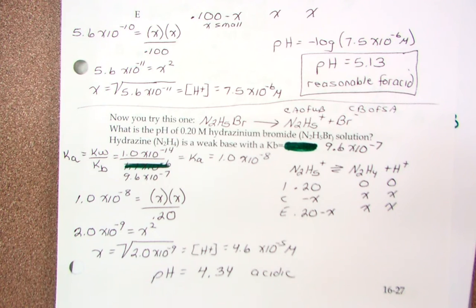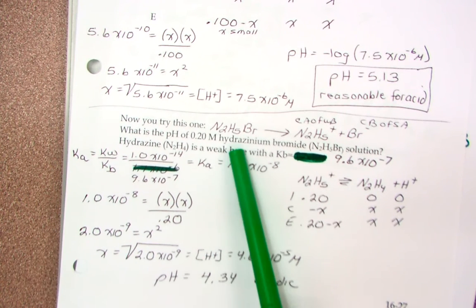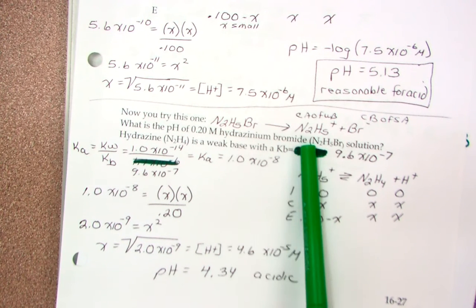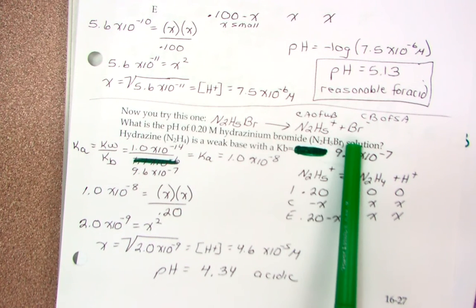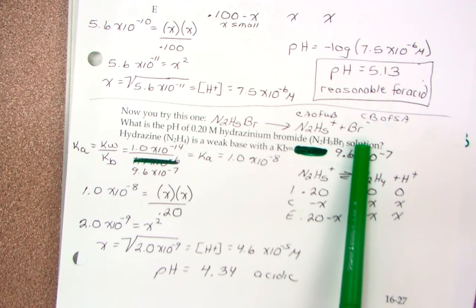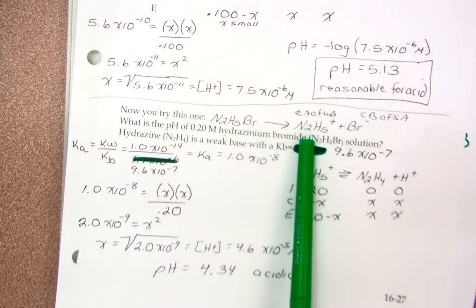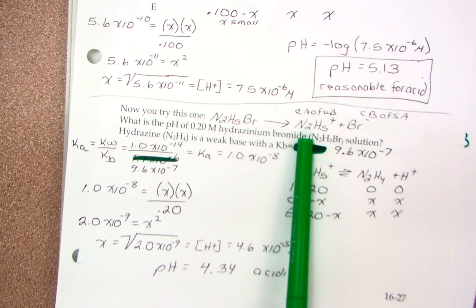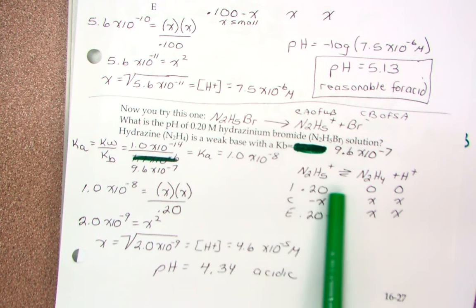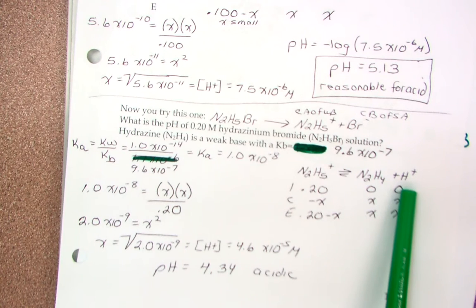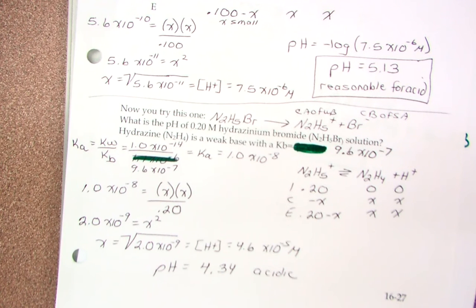So the first thing to recognize was that I have a salt, hydrazinium bromide. A salt dissolves in water and it breaks apart into two ions, hydrazinium and a bromide ion. The bromide ion is the conjugate base of a strong acid, so it has no pH effect. The hydrazinium ion is the conjugate acid of a weak base, so it will act as a weak acid. So we set up the equilibrium. Hydrazinium is in equilibrium with hydrazine plus the hydrogen ion. There's no bromide in this equilibrium, and there's no HBr in this. That's where I saw a couple of groups running amok when they started.